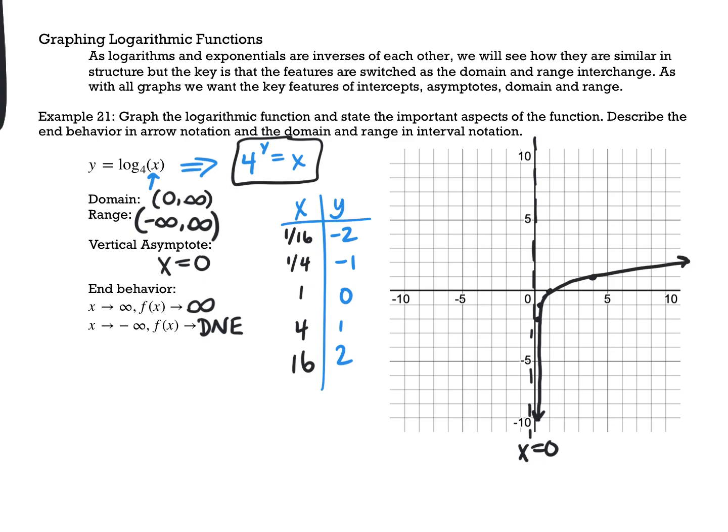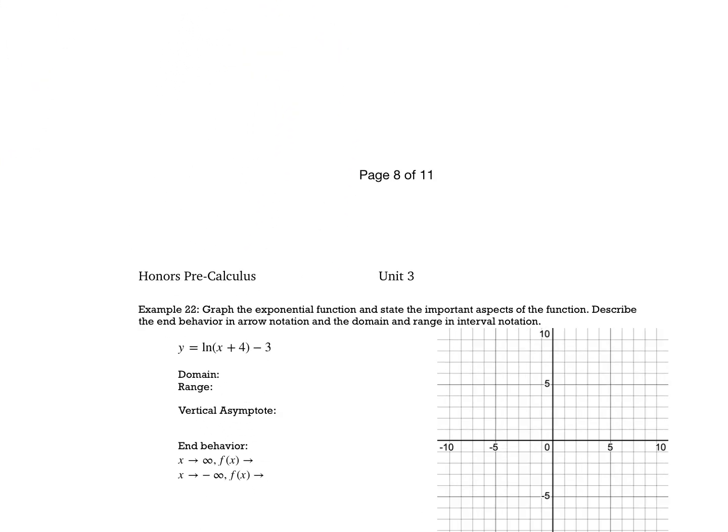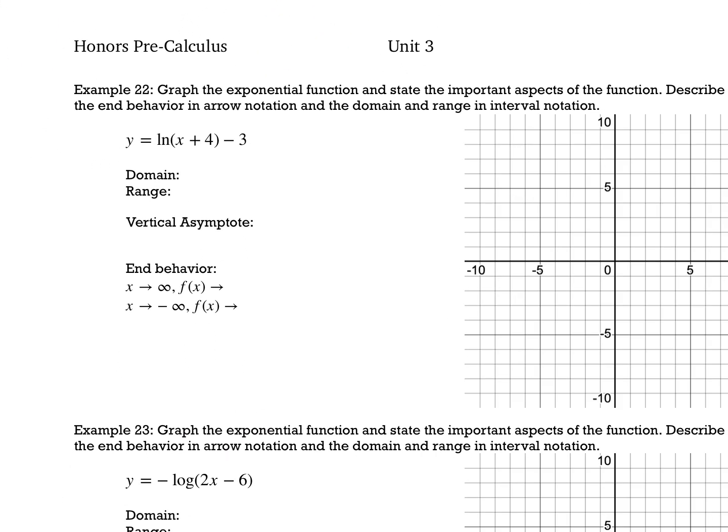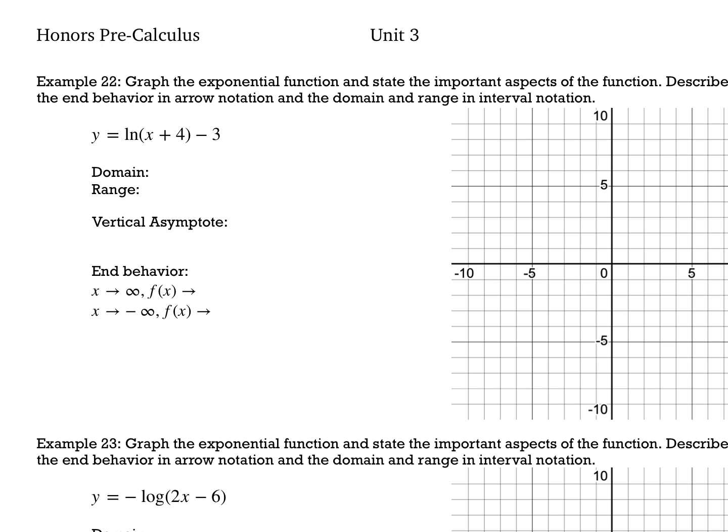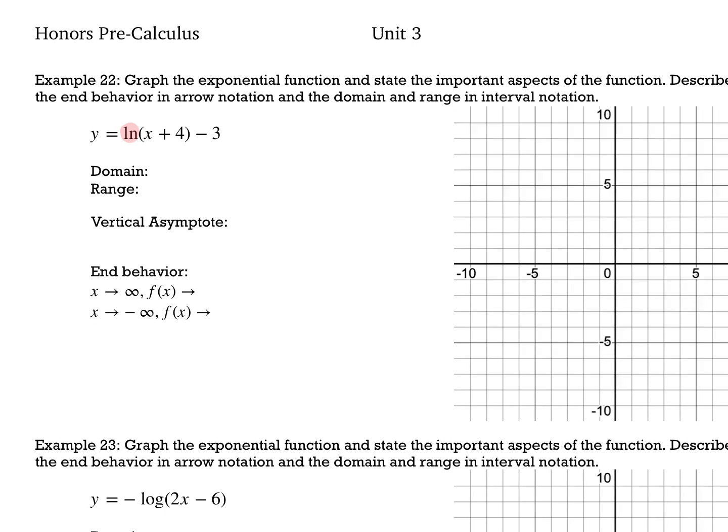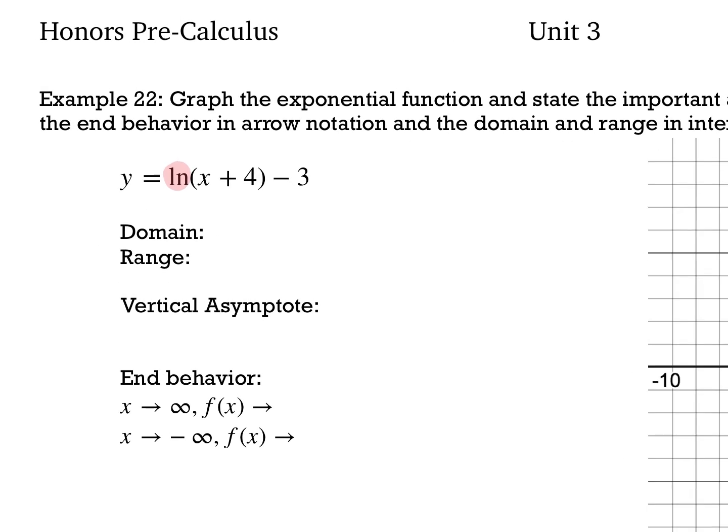All right, we have 2 more graphs on the next page. The next one has our old friend, the natural log. So that's our base e. That does make things a little tricky. But what we're going to try to do here is take e to the y equals x. That would be the exponential form, without the transformations.